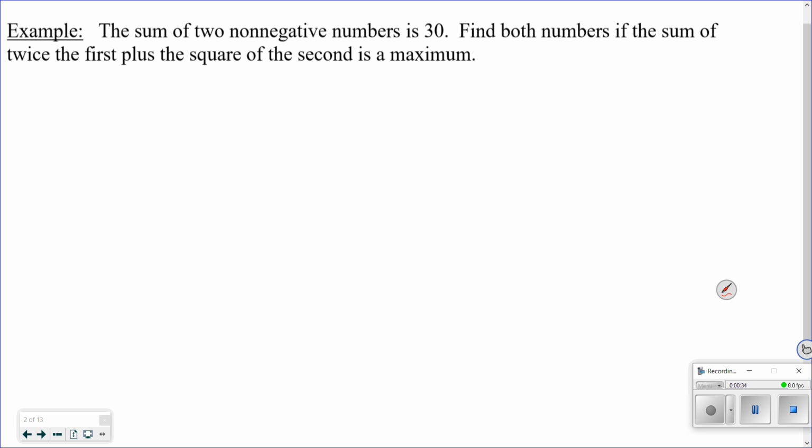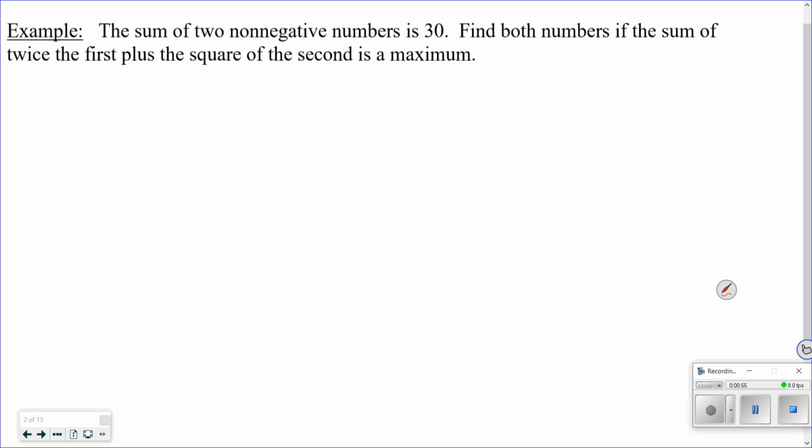The problem is the sum of two non-negative numbers is 30. By the way, non-negative means it has to be greater than 0. It can't be negative, so positive numbers, but it would also include 0. It says find both the numbers if the sum of twice the first plus the square of the second is a maximum. Okay, so let's start this off.